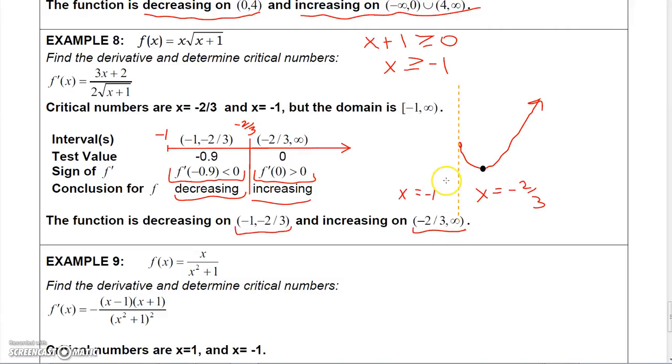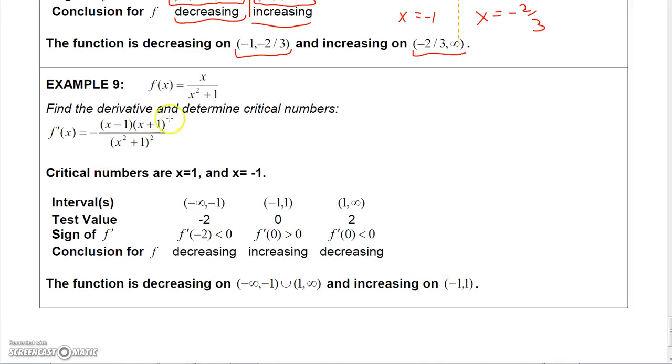And so over here I kind of drew you a little picture. It actually starts right here. That's x equals -1 right there. But the reason that -1 was a critical number is because you get a vertical tangent line there at -1. And then notice it's decreasing as you go from -1 to this point, which is -2/3. And then once you get past -2/3, it starts increasing again and then continues to increase.